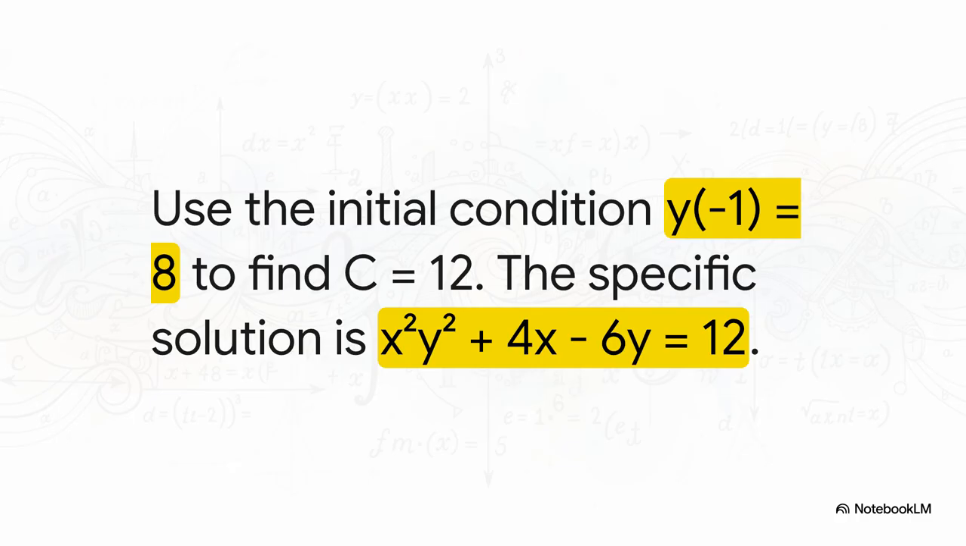Once you work through all the integration and differentiation, you get to the general solution. But this is an initial value problem, so we're not done yet. We have one more step. We just plug in the condition they gave us, that y equals 8 when x is negative 1, and that lets us solve for our constant c, which turns out to be 12. And that gives us our final specific solution.